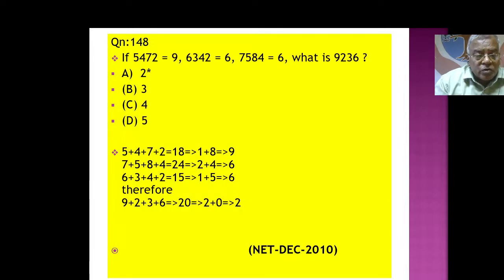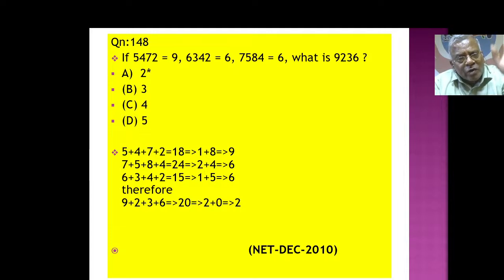Another interesting question, this one. 72 is equal to 9. 6342 is equal to 6. 7584 is equal to 6. What is 9236? That is the nice idea. So very nice problem. If a problem comes like this, simply add like this. 5 plus 4 plus 7 plus 2 is equal to 18. Once again we add 1 and 8. All the numbers you should add. 1 and 8, that is 9. See 9.